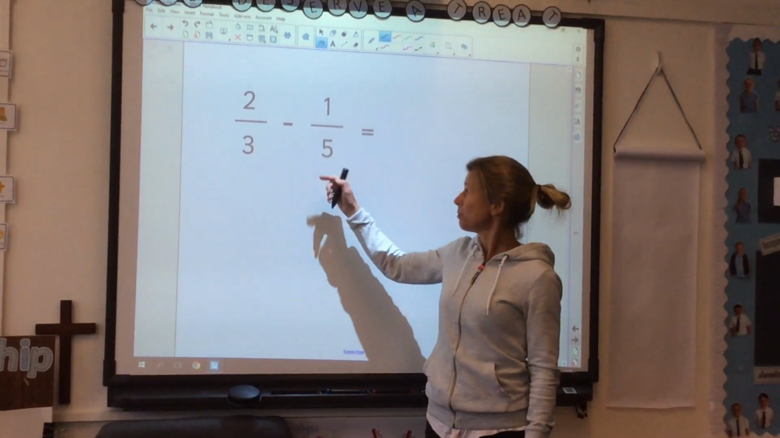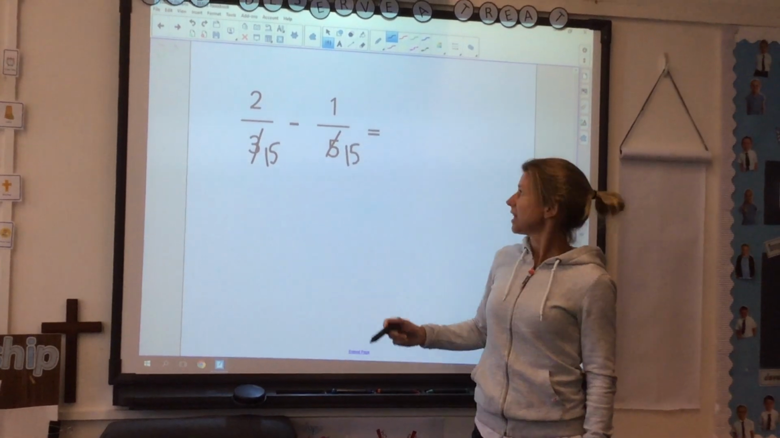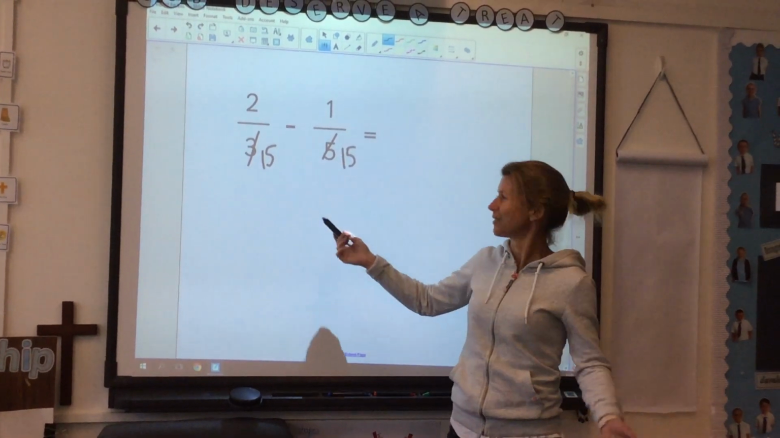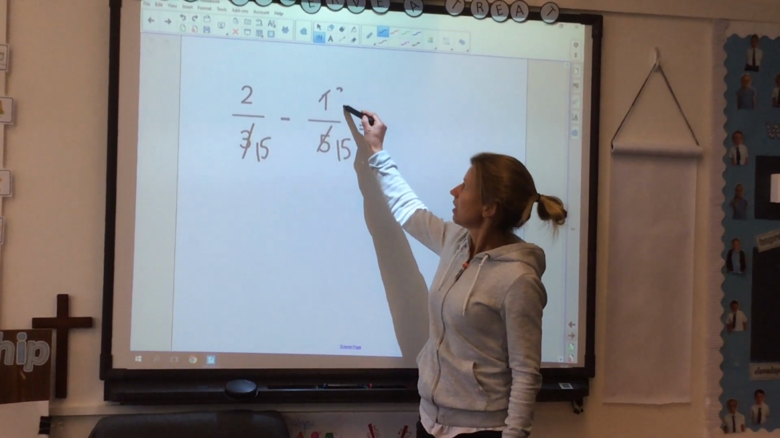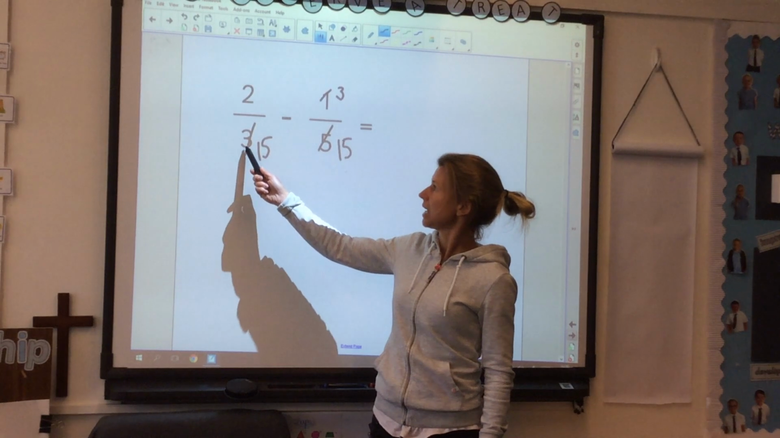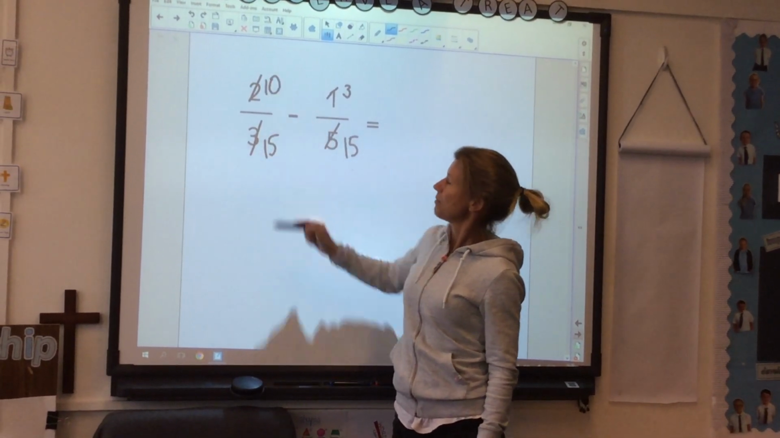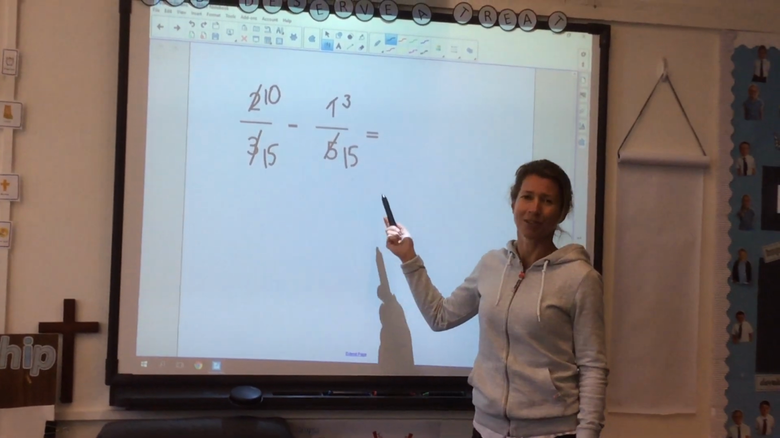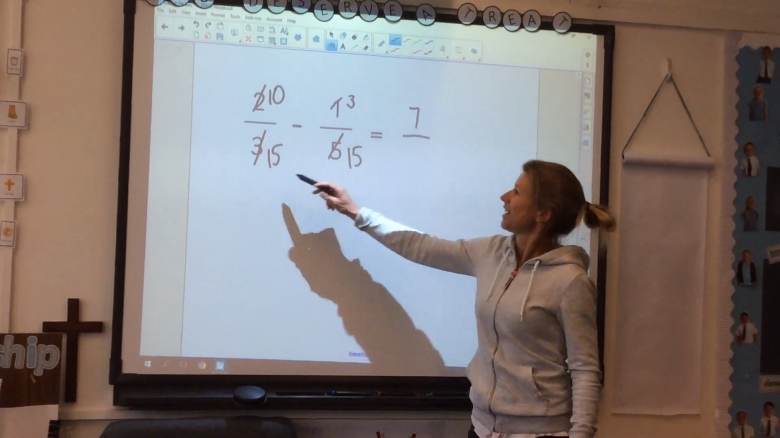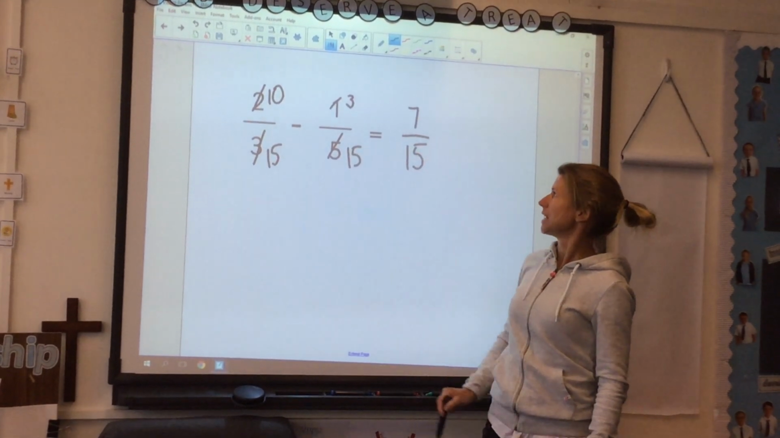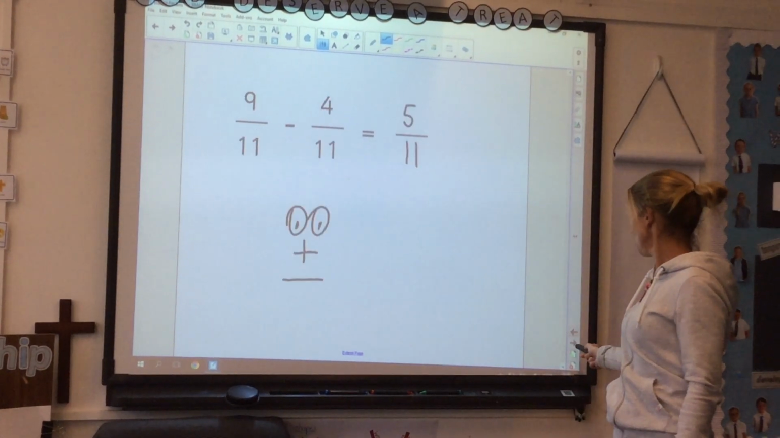Okay, so at the bottom you probably chose 15, in which case then you've got to make sure whatever you do to the bottom, you do to the top. So 5 was multiplied by 3 to get 15. That one's the same. This one here is 3 times by 5, times that by 5, and we've got 10. Now we can go ahead and solve the calculation. So 10 take away 3 is 7, 15 is our denominator. Is it in its simplest form? Yes, it is.